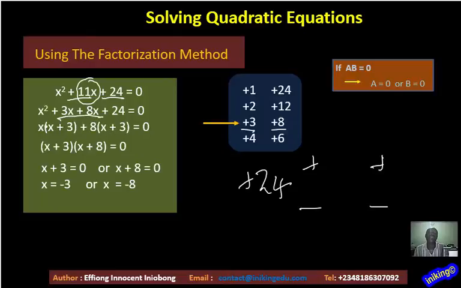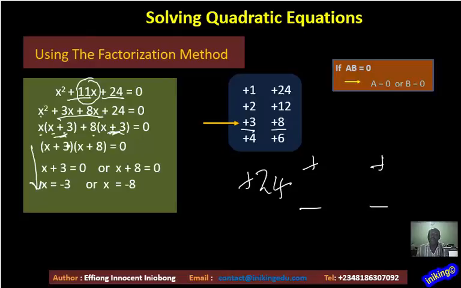And there, next we did what? We factorized x out, we have x plus 3. Factorized 8 out, we have x plus 3. Take note that what you have in this bracket, the same thing you have there. And the rest is just history. So that's it. We take another example quickly.